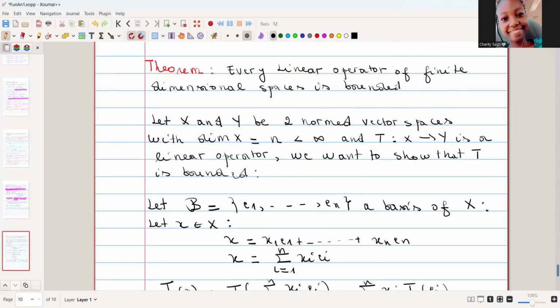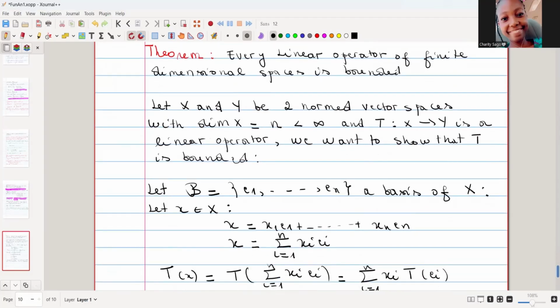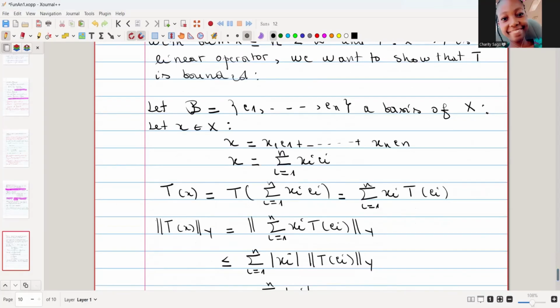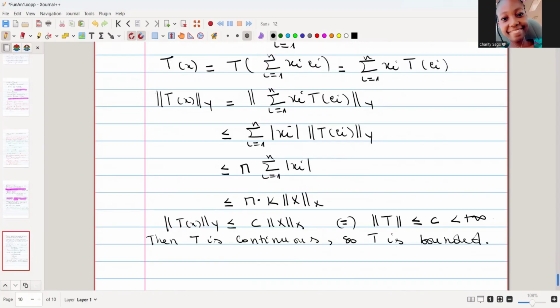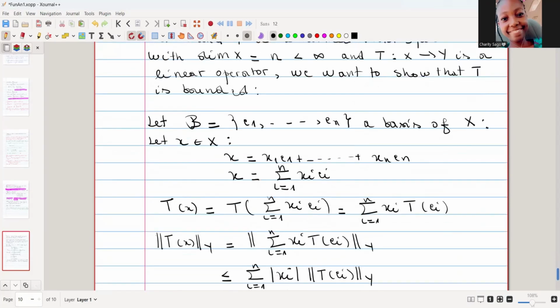So this one, I think that the proof of this one is very easy to understand. The first thing that you have to know here is that you have to use the concept of a basis, and it's done. Do you have any question here?